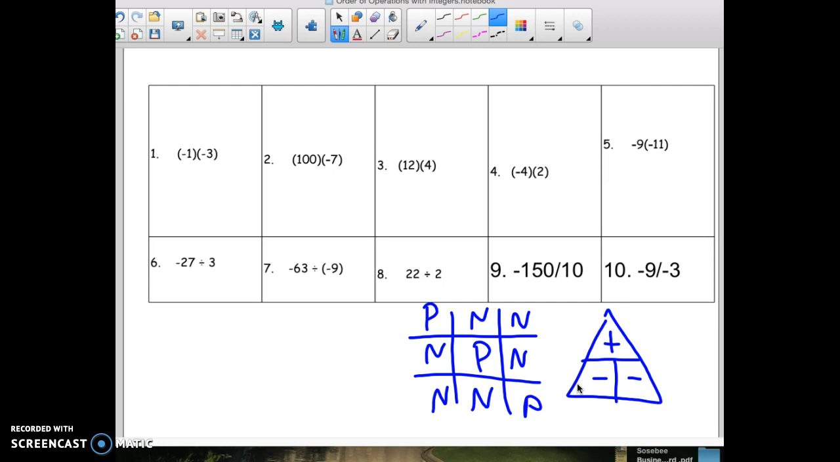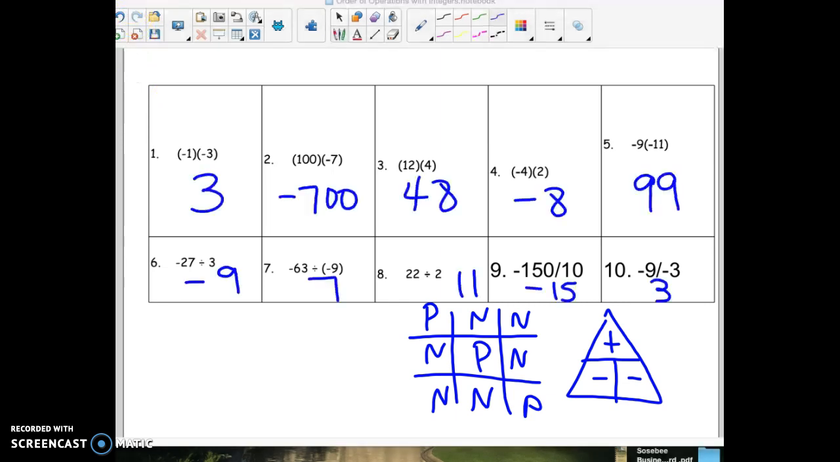So write down these 10 problems. Press pause so that way you can work these out by yourself, and make sure you look at your signs. I'm going to press pause too, and when you press play again, you'll see all the answers. So I want you to try the answers on your own. Remember, you have your test tomorrow. So go ahead and press pause.